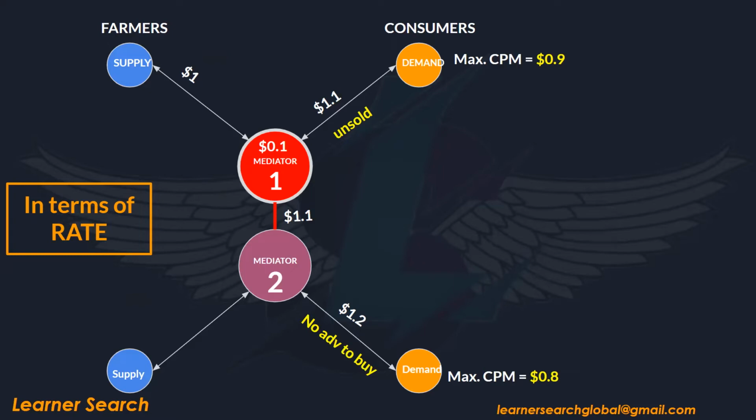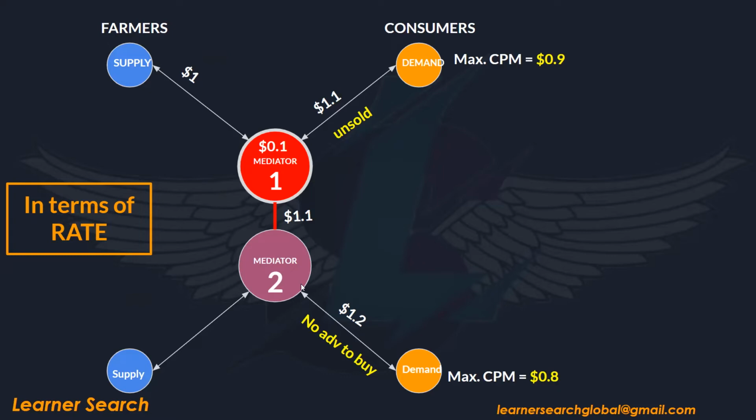Now, whatever we are discussing here, all the rates, this is just for our understanding purpose. Not exactly this will happen, but this is one way we can assume things go. The rate may be lower also. Let's assume the mediator is willing to sell at 0.9 now.